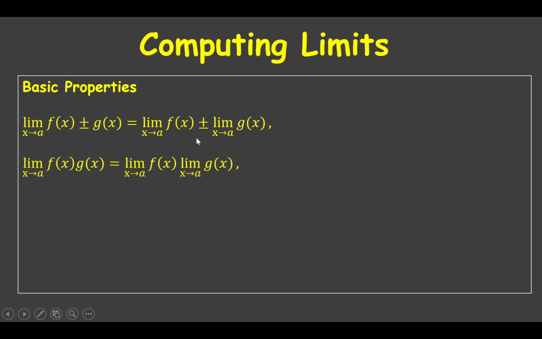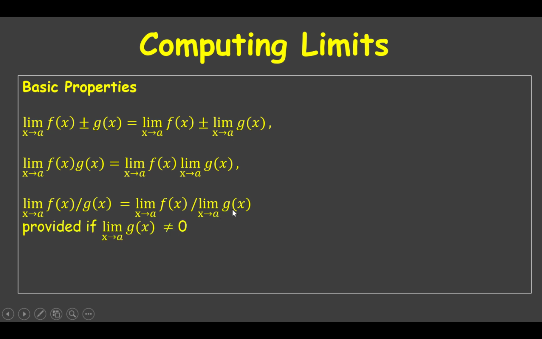The same is true if you take the product of two functions. So the limit of f times g is equal to the limit of f(x) times the limit of g(x). And if you take the quotient f over g, you have a similar result. Now in this case, you do need to make sure that the limit of g is non-zero. Otherwise, you will be dividing something by 0.